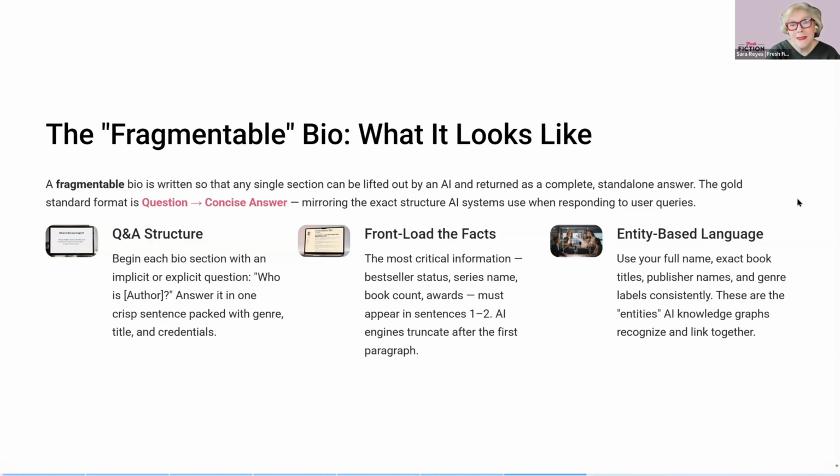And you want to do entity-based language. They're not computer terms, but it's more formalized stuff. You want to use your full name. Don't be first person. Use your exact book titles, publisher names. I don't know if publisher names are important, but okay. Genre labels, and consistently. So you want to use your full name over and over again. These are the entities that the AI knowledge graphs recognize and link together. So this is how the machine works behind the scenes, so it's important that you provide that.